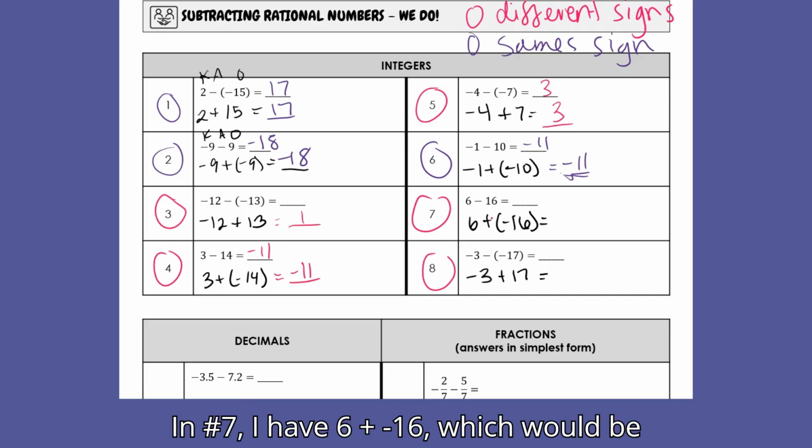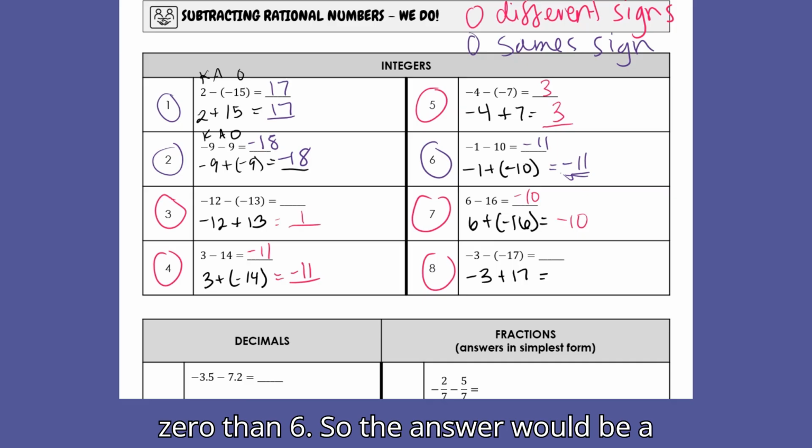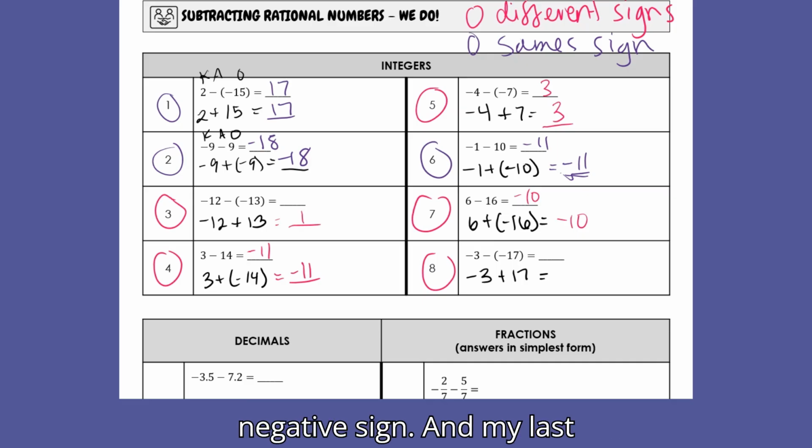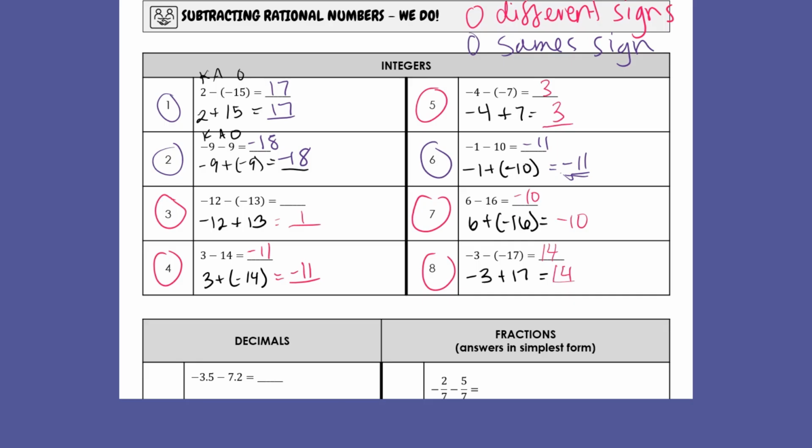In number 7, I have 6 plus -16, which would be -10, because 16 is further away from 0 than 6. So the answer would be a negative sign. And my last answer would be +14, because 17 is further away from 0 than 3.